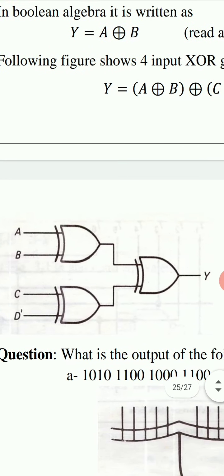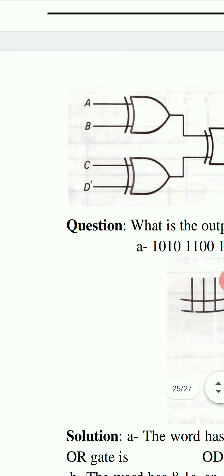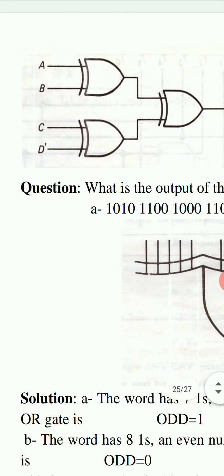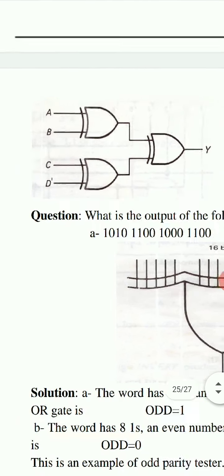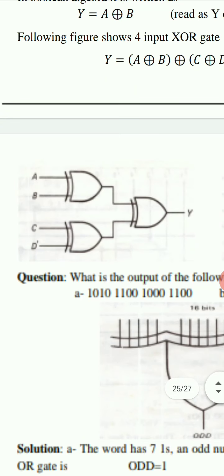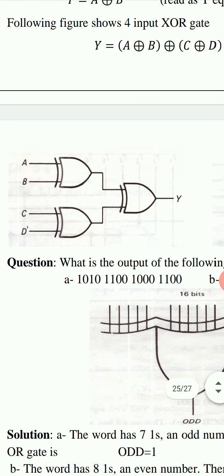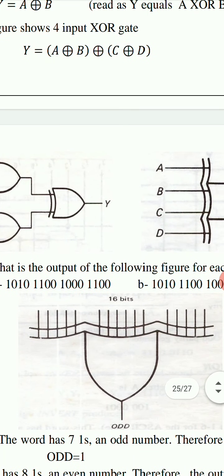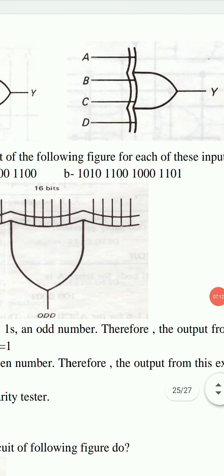The following figure shows 4 input XOR gate. There are 4 inputs, A, B and C, D. And output of this logic circuit will be A XOR B XOR C XOR D. And the symbol of XOR gate with 4 inputs is in this figure.